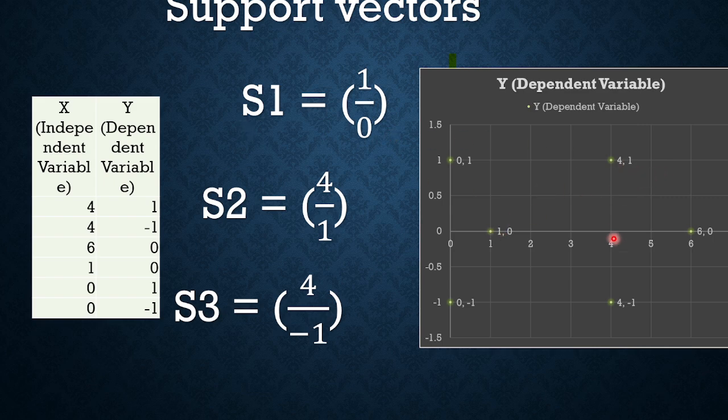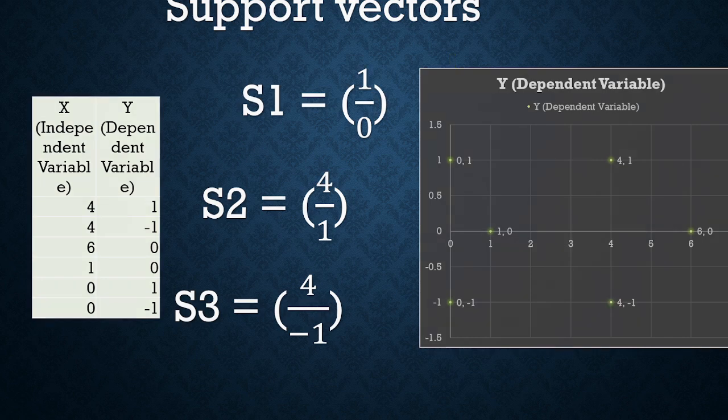So let us take those 3 values as vectors: S1 is (1, 0), that is this side, and (4, 1), (4, -1) are S2 and S3. So these are support vectors which are close to each other, where we are planning to separate into different categories. So this is the first step. S1 is equal to (1, 0), the support vector over here. S2 is (4, 1). S3 is (4, -1).